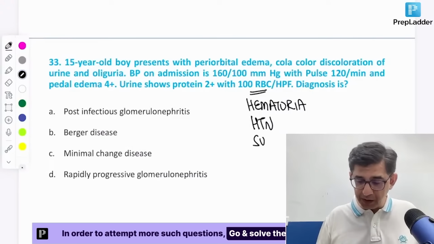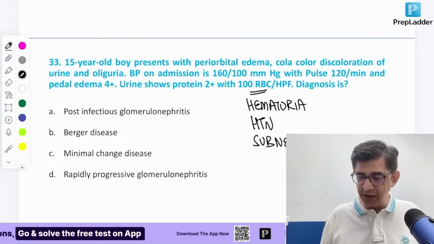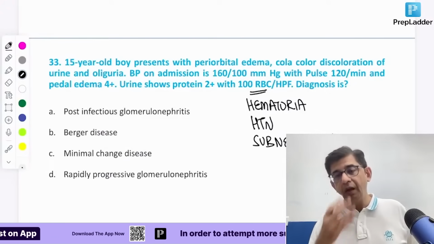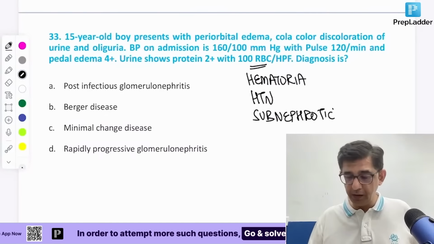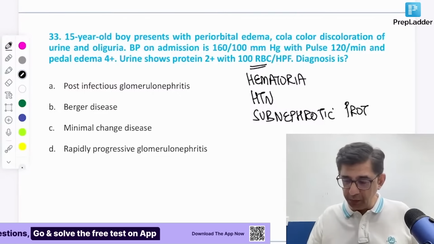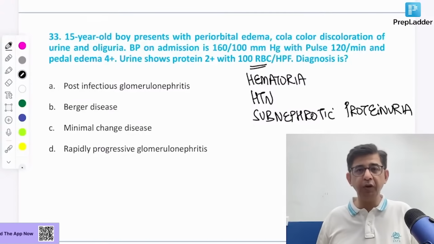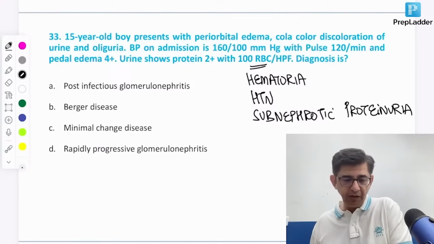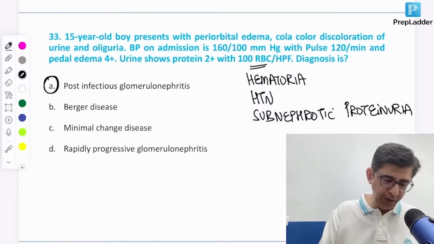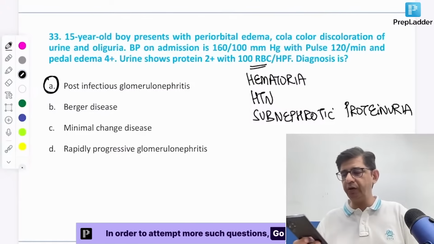Proteinuria is also present in nephritic syndrome. Nephrotic में तो होता ही है, but it is also present in patients who are suffering from nephritic. So this would be subnephrotic proteinuria. That is a proteinuria of 2+, and that means the answer in this question is post-infectious glomerulonephritis, PIGN. Okay, answer to 33 is option number A.